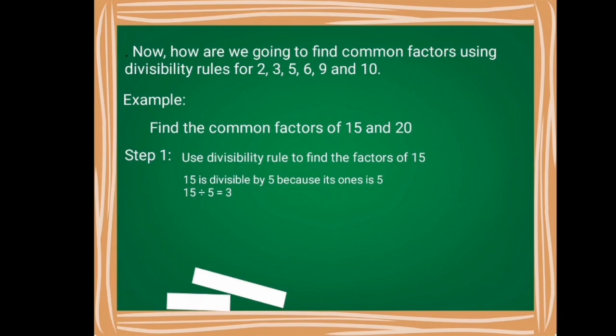At kanina rin, sinabi natin that division is an inverse operation of multiplication. So, kapag minultiply natin ang 5 times 3, ang lalabas na sagot ay 15. So, ibig sabihin, 5 and 3 ay factors ng 15. Kasi, sabi natin kanina, we can say that factors are the divisor and the quotient in a division sentence.